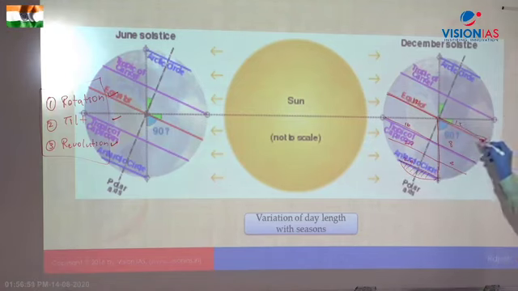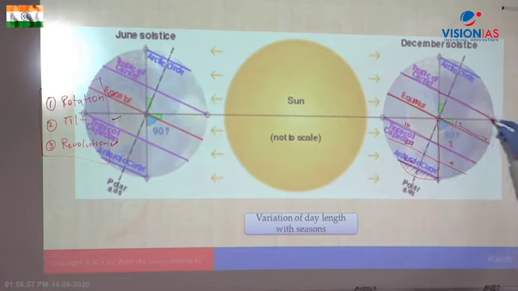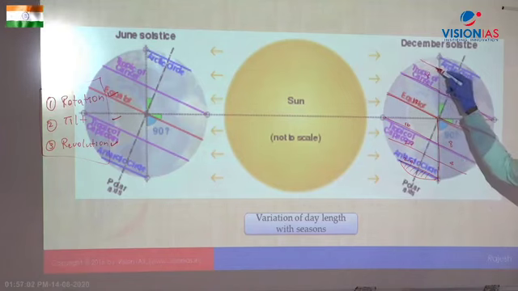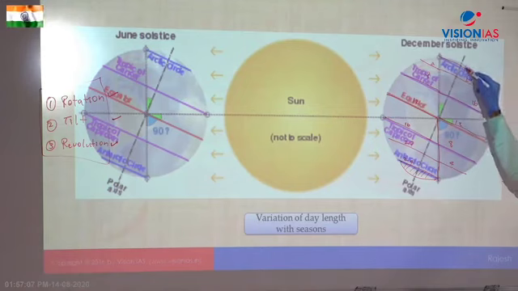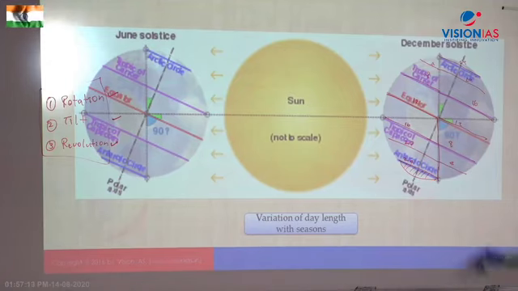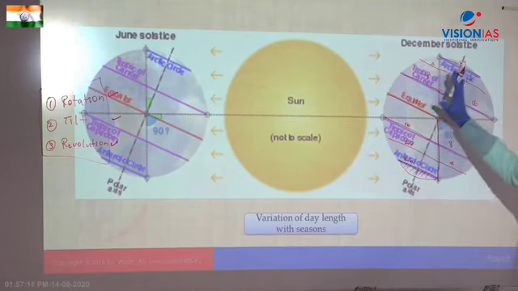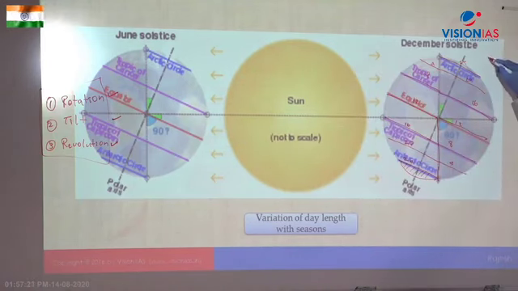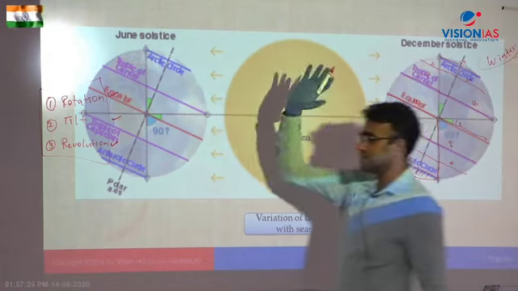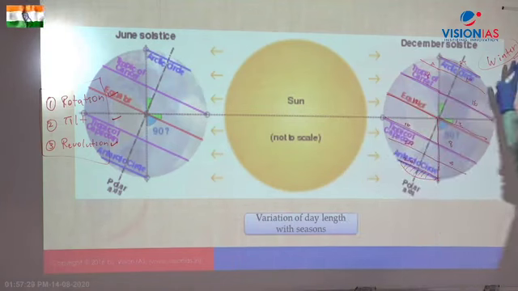Opposite, यहाँ पर, here it is 8 hours of day, 16 hours of night, 4 hours of day, 20 hours of night, and beyond the Arctic Circle it is 24 hours of night. This 24 hours of day, 24 hours of night, exactly opposite what we had seen earlier. So this is called winter in the northern hemisphere. This is summer solstice. This is winter solstice.